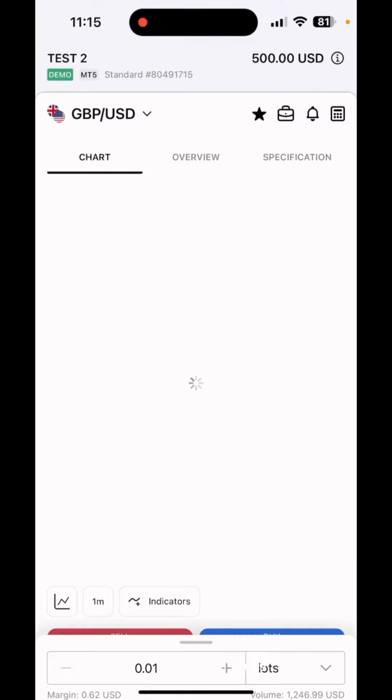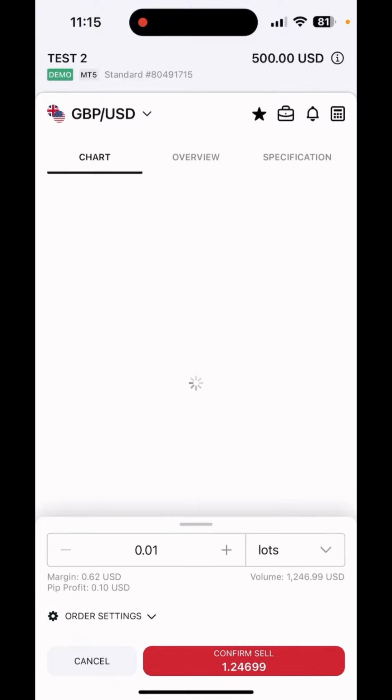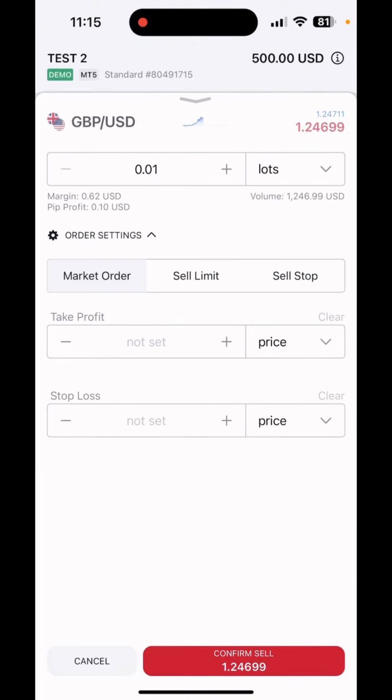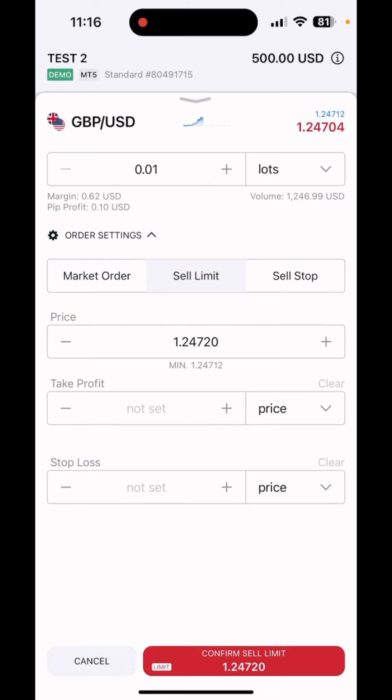So let's say we click sell. Once you click sell, this is what you would see. You would see where you can put in your lot size, which is 0.01. As you can see, it's already showing lot. Now, when you tap other settings, it will show you market order, sell limit, sell stop. Since we clicked sell, are you entering the sell instantly because it's at market order right now? Is it a sell limit? It's a sell limit, so that's what you should click.